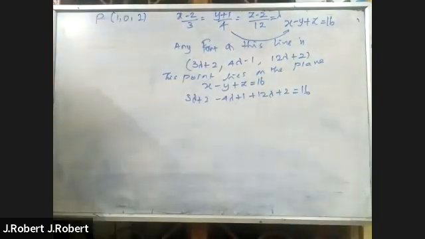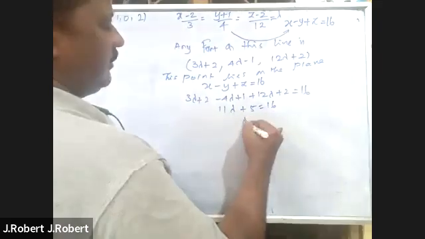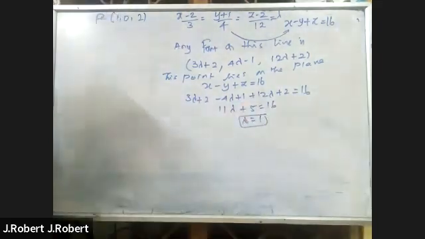Now you simplify 12 plus 3, 15, 15 minus 4 which is equal to 11 lambda. Okay, 11 lambda plus 5 equal to 16. From this your lambda is equal to 1. We have easily found that the value of lambda is 1.